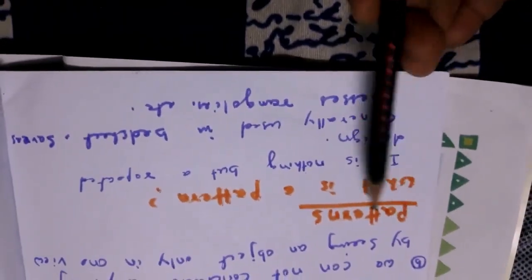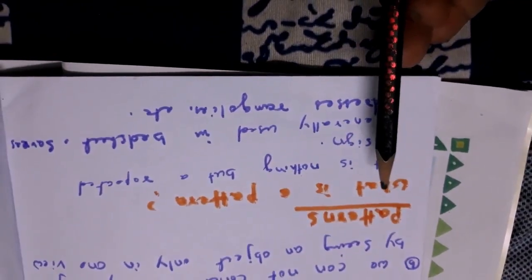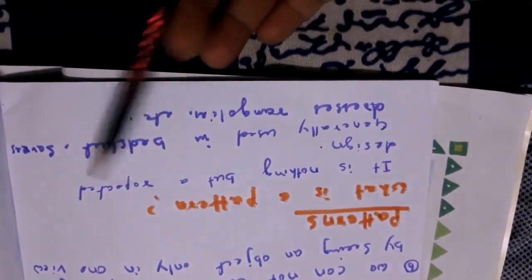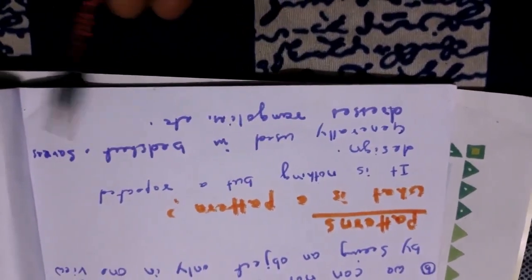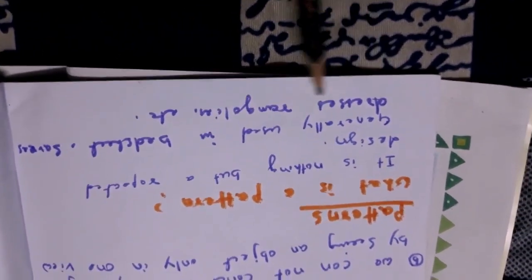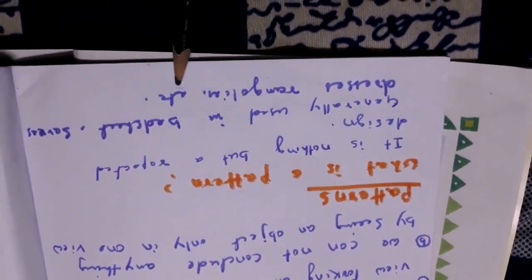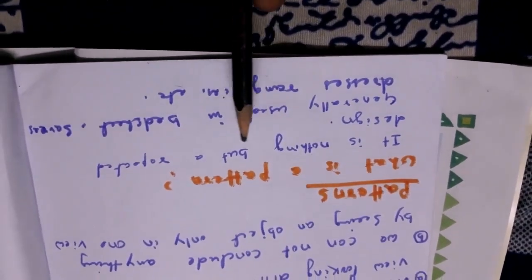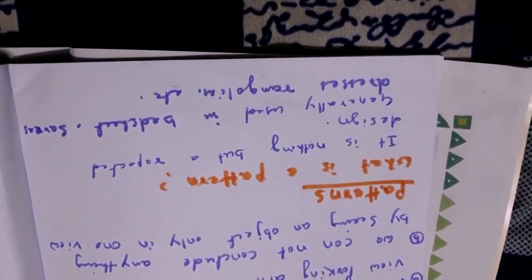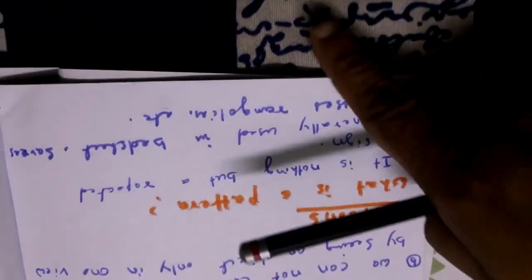So children, what is a pattern? A pattern is nothing but a repeated design. Generally it is used in bed sheets, saris, dresses, rangolis, etc. You might have seen a pattern in a bed sheet. Here I am giving the example of a bed sheet.